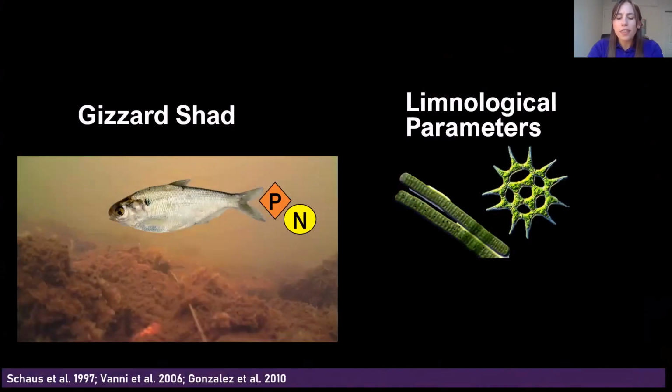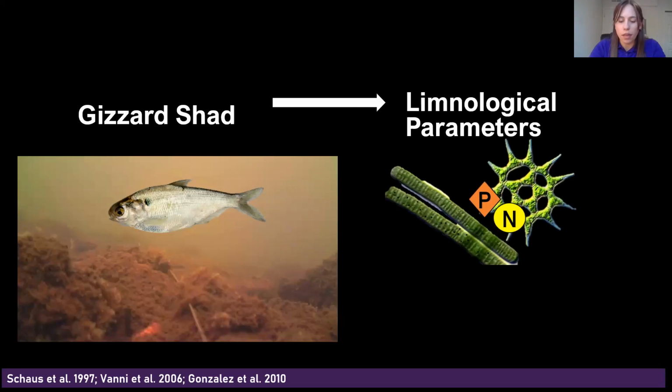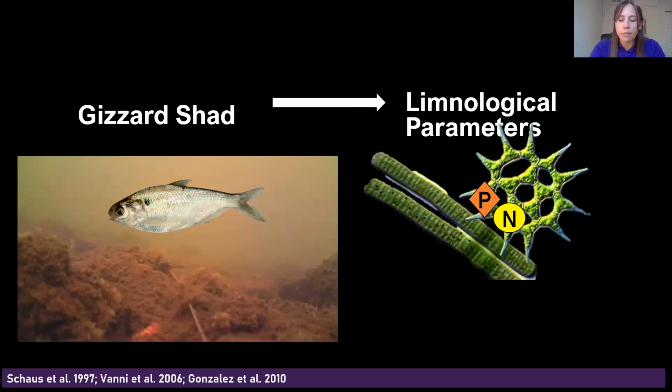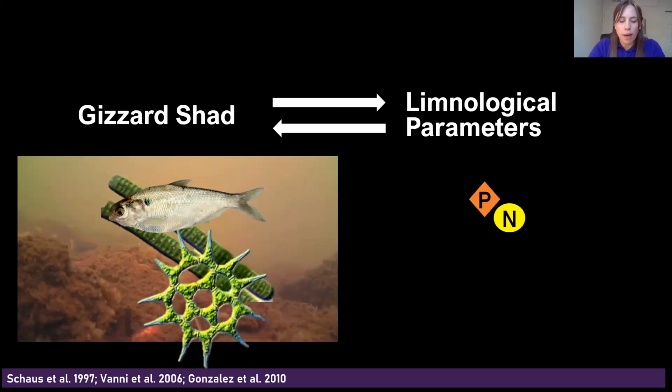Now, it's thought that gizzard shad play a key role in providing nutrient subsidies to phytoplankton via excretion of sediment-derived nutrients. They then excrete and resuspend that nitrogen and phosphorus back into the water column, providing a nutrient subsidy to stimulate phytoplankton growth. This can become a positive feedback loop, and gizzard shad can facilitate the eutrophication of small impoundments.